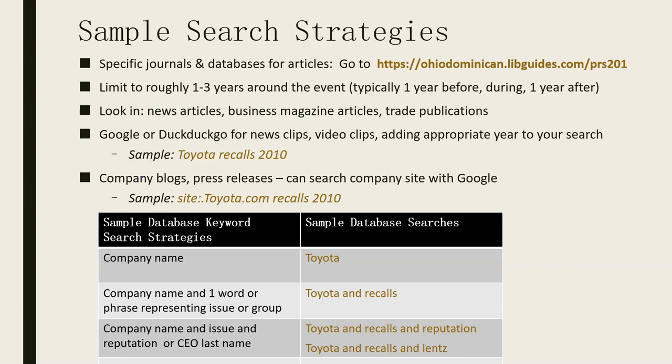And you also might want to go to a search engine like Google or my favorite alternative, DuckDuckGo, for news clips and video clips. And then company blogs and company press releases from the actual company site. The company site can be searched with Google. So you can go to, for example, Toyota.com and browse through the site and try to find press releases dating back to 2010. Or you can do it the smart way and go to Google and type in site:toyota.com recalls and then add your year, 2010. It's an amazing way to do that. It saves a lot of time.